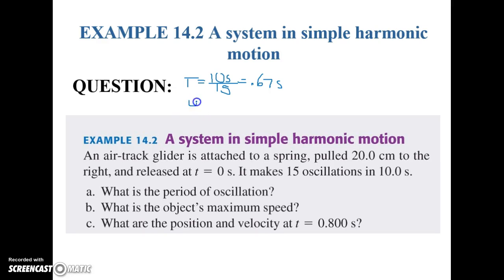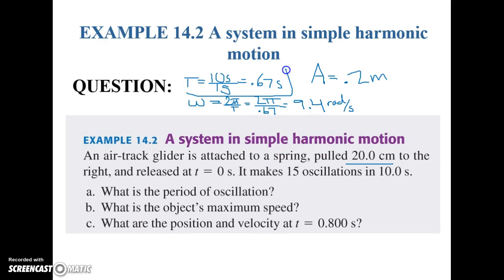What I really want from this is omega. And omega, remember, is 2 pi divided by the period. So if I take 2 pi divided by 0.67, I'm going to get 9.4 radians per second. And here the amplitude is going to be, since I'm pulling it back 20 centimeters, 0.2 meters.